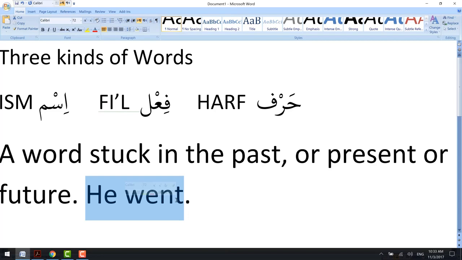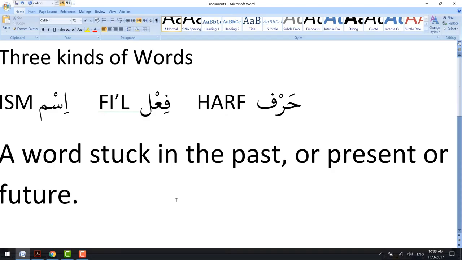So even though we're not getting into that technically, all I need you to know is it's not as simple as just calling it a verb. I want you to think of it as more than just a verb. I said an ism is more than just a noun, and now a fi'l is more than just a verb. All you need to know is that it's stuck in the past or present or future. So it's either ate or eats or eating or will eat in the future. All of those are verbs.